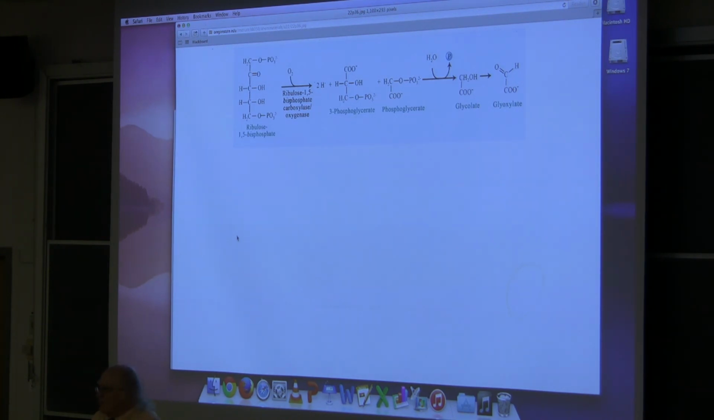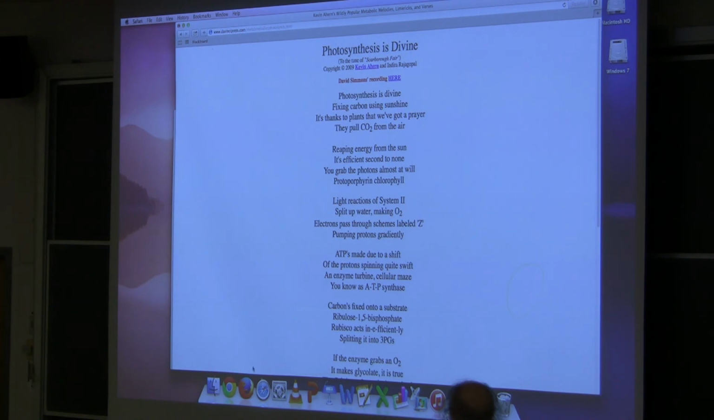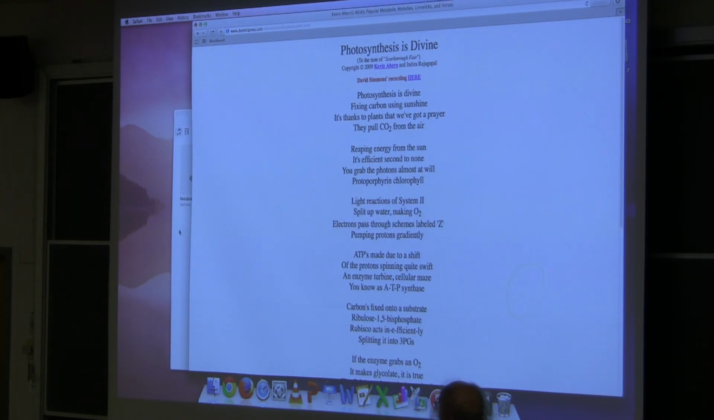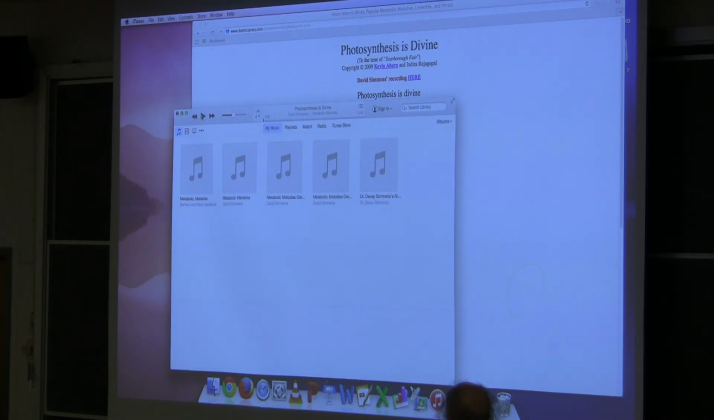Everybody ready for a song? Okay. This is a song I have that I'm going to have somebody else sing for me because he's much better at it than I am. Anybody know the old song called Scarborough Fair? Are you going to Scarborough Fair? Parsley, sage, rosemary, and thyme. Okay. This one is called Photosynthesis is Divine. All right? And you can sing along with David as he sings this song.